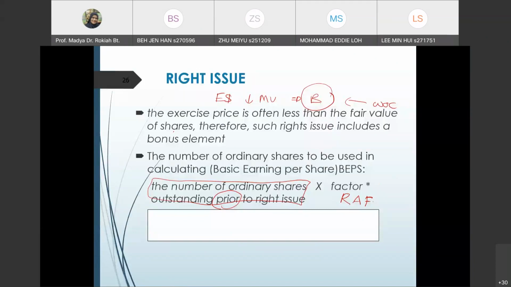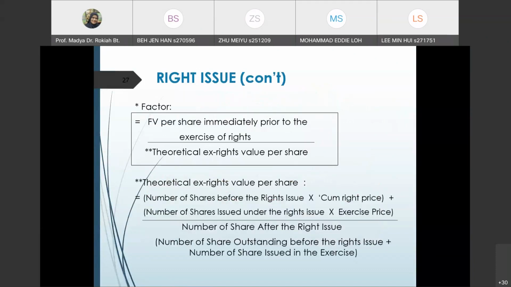Okay, the first one, you need to find the factor. The rights adjustment factor here is calculated as the fair value immediately prior to the exercise of rights divided by the theoretical ex-rights value per share. So the theoretical ex-rights value per share is the number of shares before the issuance of rights times the cum price, the cum price here being the market value, plus the number of shares issued under the rights issue times the exercise price. And then divide by the number of shares after the rights issue.